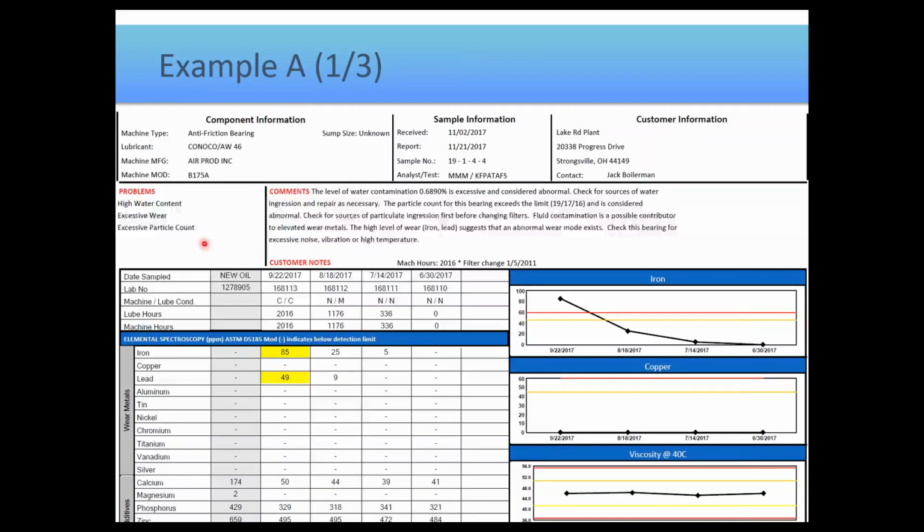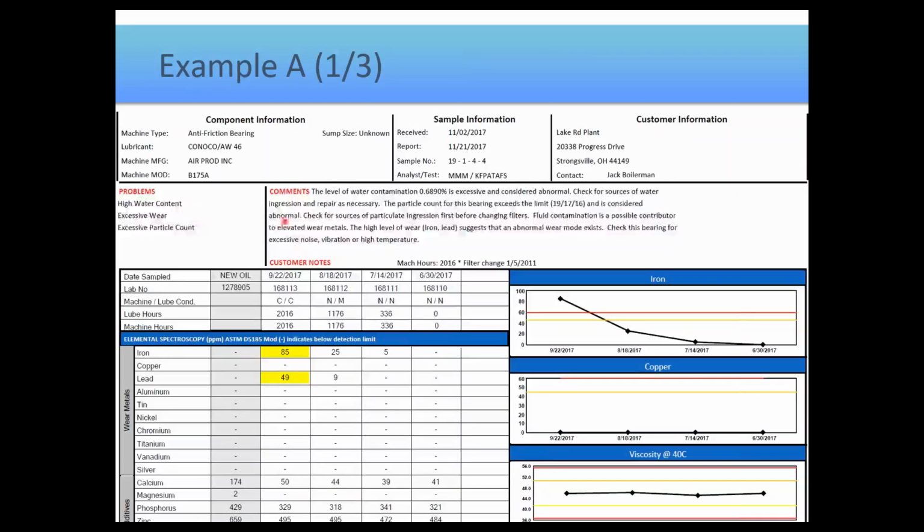Now, down in this section, you see problems identified by the lab. This particular example I'm showing you says it has a high water content, excessive wear, and particle count. Now, the comments over to the right here are going to be related to those problems. So you've got some laboratory recommendations as to what's going on and perhaps what to do.